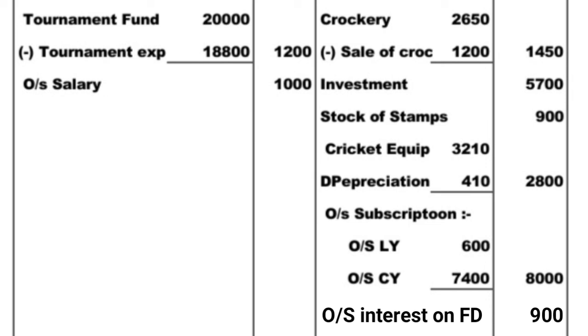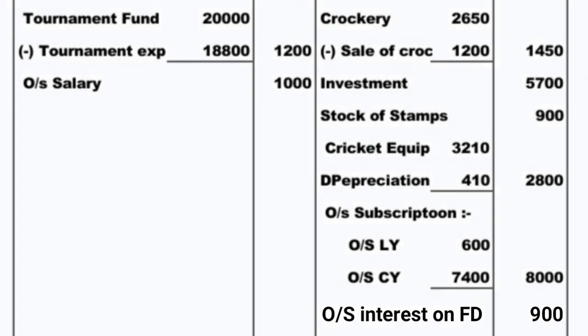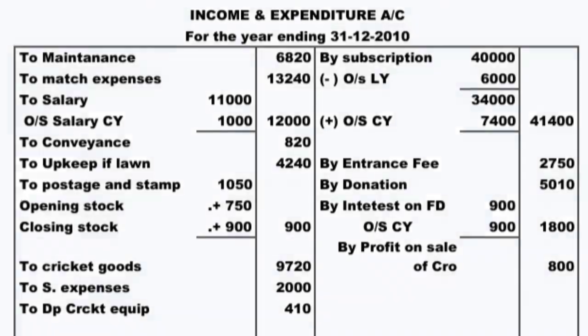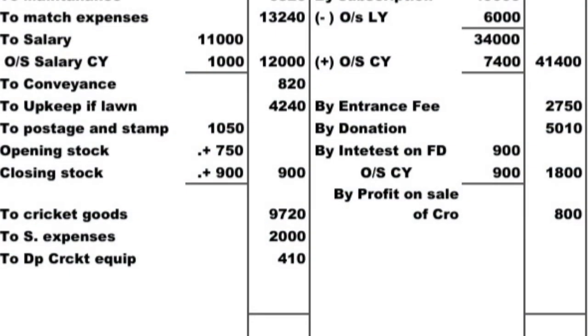We posted all the items from the receipt and payment account and from the additional information also. Now the question is almost completed. Now we can total the income and expenditure account. Credit side total amount is 51,760. This amount we can write here in the debit side also, 51,760, and the balance amount 1,610. This is the surplus amount. This surplus we will add with the capital fund in the current year balance sheet.